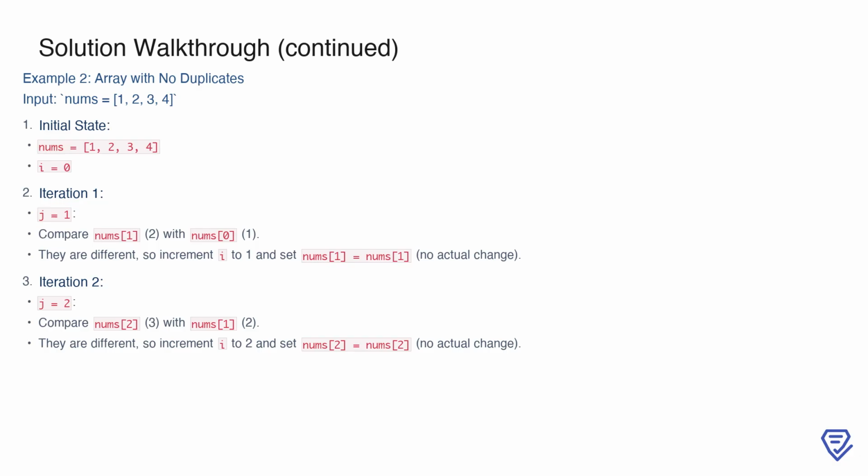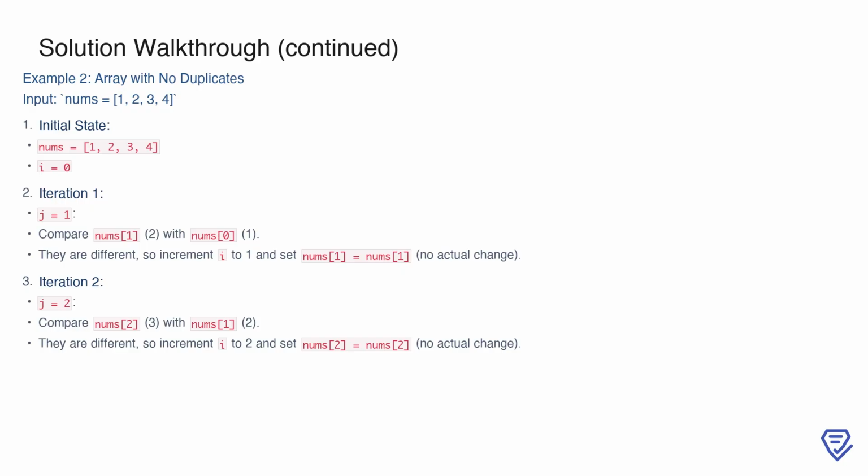The array nums is [1, 2, 3, 4], and the slow pointer i is initialized to 0. In the first iteration, the fast pointer j is at index 1, checking nums[1], which is 2. Comparing this with nums[0], which is 1, we see that the values are different. Therefore, we increment i to 1 and set nums[1] to nums[1]. Since the value remains unchanged, the array stays as [1, 2, 3, 4].